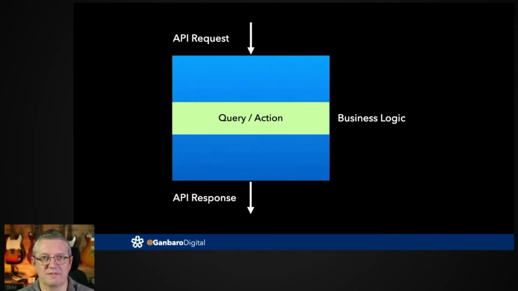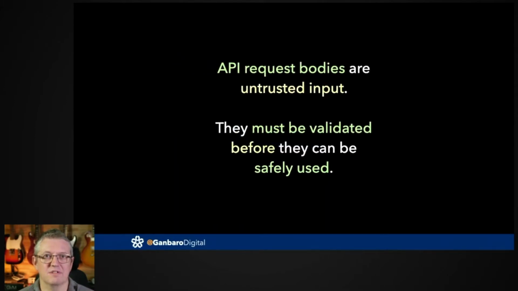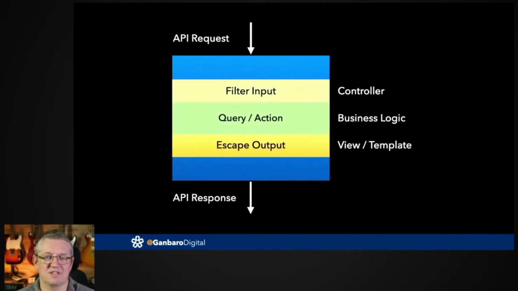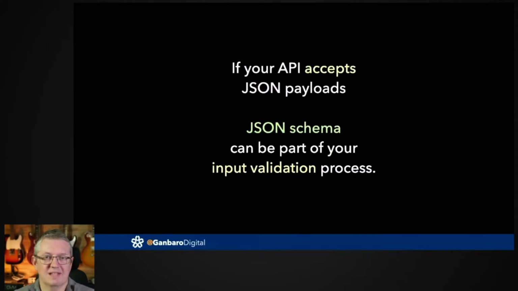That's not enough for your life cycle. We've learned the hard way over decades now of having services on the internet that these API endpoints have to be hardened. You have to treat incoming request data as untrusted input. It must be validated before it's safe to use. No choice in this whatsoever. So for ages now, what we've been teaching people is this concept of filtering your input and escaping your output. Now, if you're building APIs that work with JSON data, you can use JSON Schema to help make this even more secure.